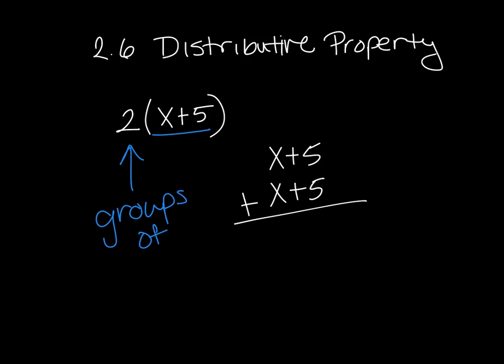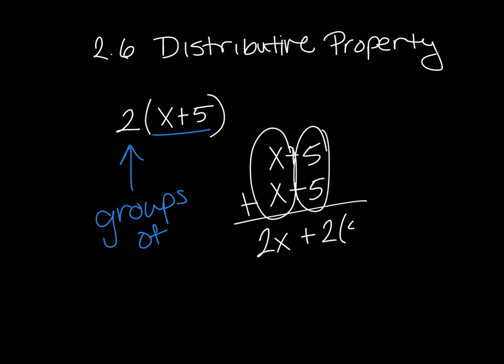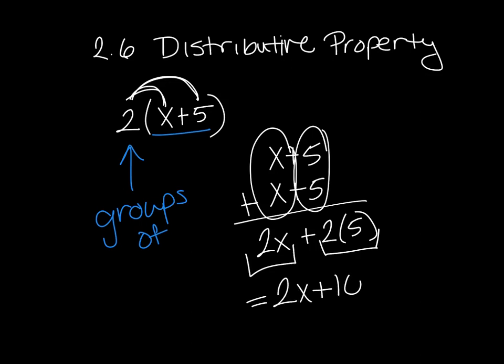And so technically, I have 2 x's, which I show like that because that's 2 groups of x. And I have 2 groups of 5. And so a lot of times what we do is we show this rainbow method. We show this rainbow saying, hey, I have 2 groups of x and I have 2 groups of 5. And then we write it out like this, 2 groups of x and 2 groups of 5. And then we simplify, saying 2x plus 2 times 5 is 10, because we can do that. And so that's what I want to see you guys doing.